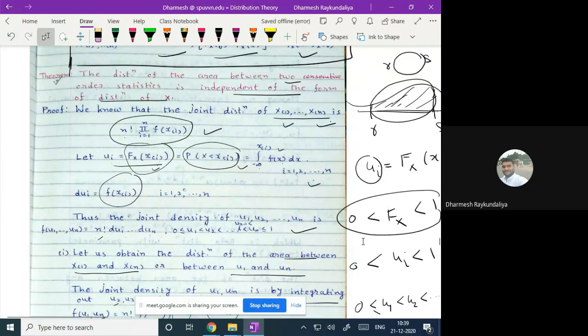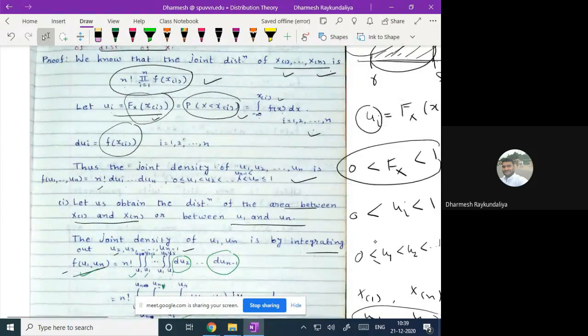And when you take the derivative of the distribution function, you get the density function. That means dui is d of capital F(x), which is small f(x) dx. Thus, the joint density of u1, u2, ..., un is n factorial times the product of dui, that is du1 ... dun, where u1, u2, ..., un lie between 0 and 1.